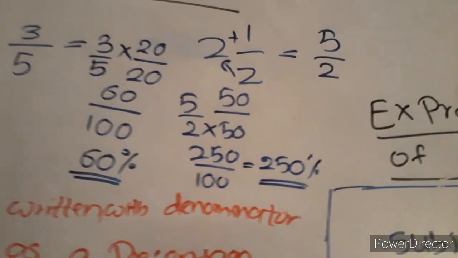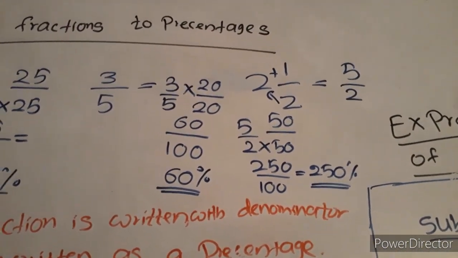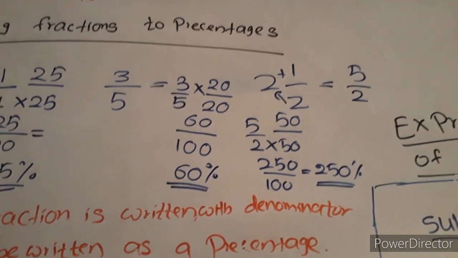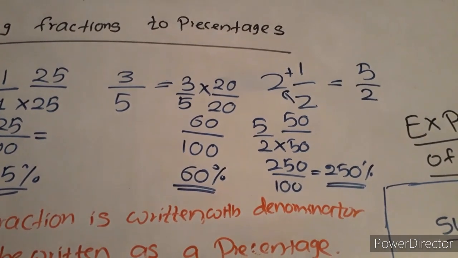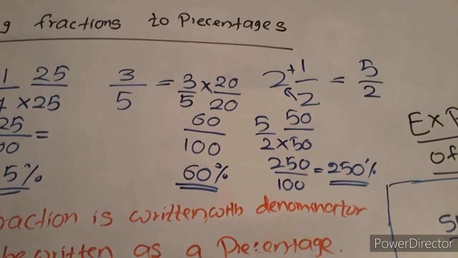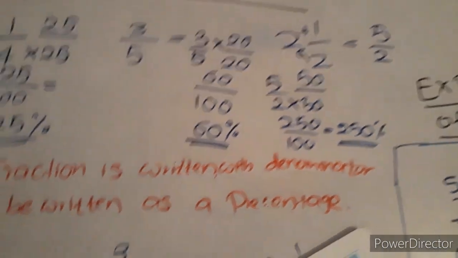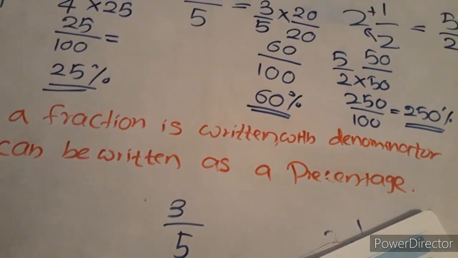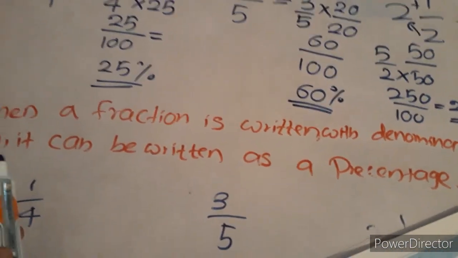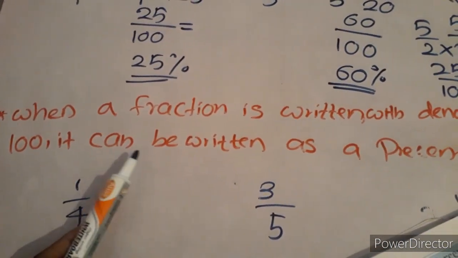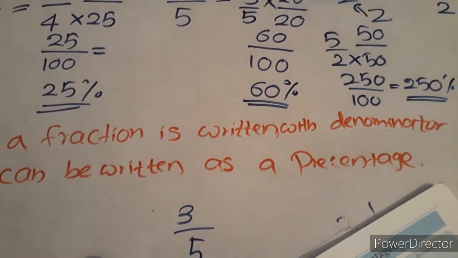Understand? So you have to remember, to convert a fraction to a percentage, you have to make the denominator 100. That's what you have to remember. That is what I have written here: when a fraction is written with denominator 100, it can be written as a percentage. That's what we have done.